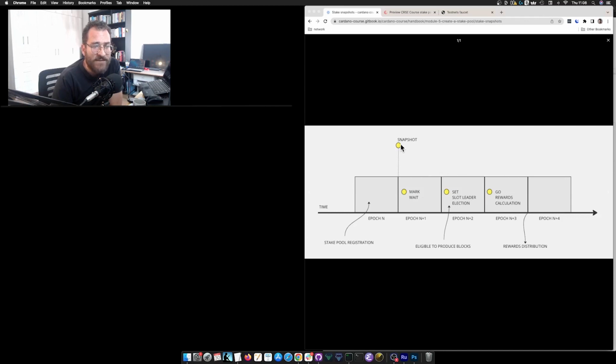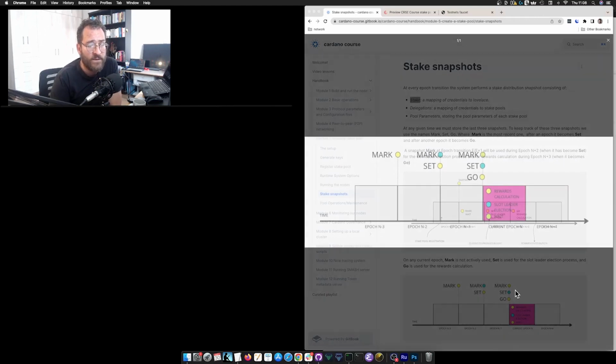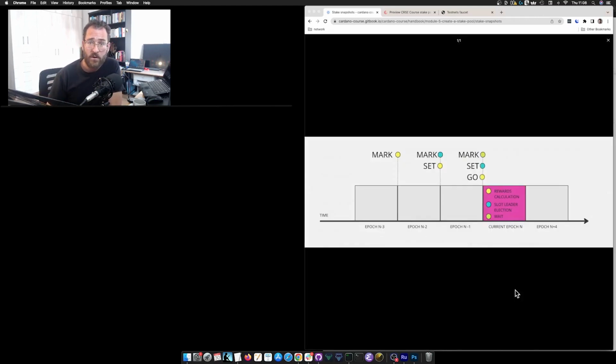So this is the life cycle of a snapshot. First, it is known as mark, then as set, and then as go. During mark, it is not used. During set, it is used for the slot leader election process. And during go, it is used for the rewards calculation. So if you think about it, at every point in time, you actually need to keep track of the last 3 snapshots. And hopefully this other diagram will help us to understand how these 3 snapshots are used.